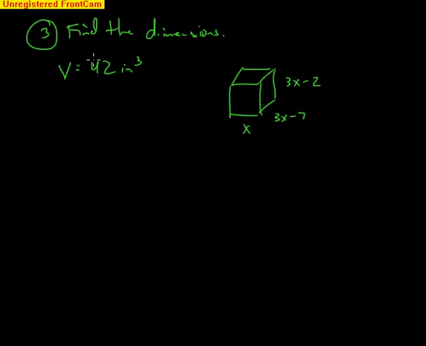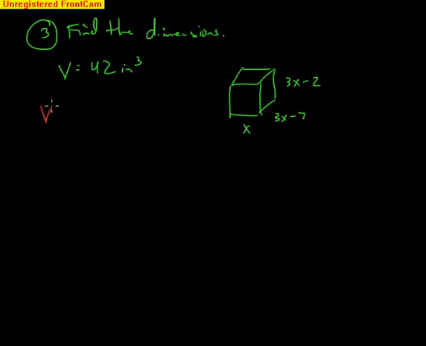Okay, so here's our problem. I have this box here, this rectangular prism. It has a volume of 42 inches cubed, and its dimensions are x, 3x minus 7, and 3x minus 2. My question is, find the dimensions. What is this by this by this in inches? Well, the first thing we have to do is find the volume.